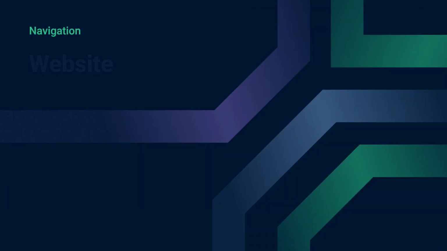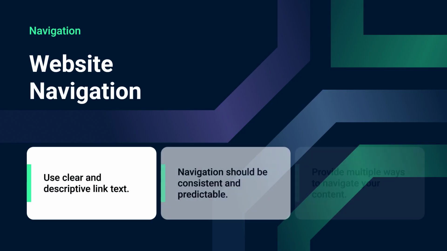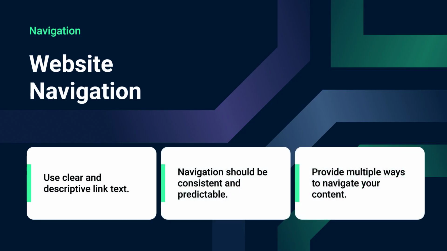Your website or application's navigation should be consistent and predictable. Use clear and descriptive link text. Provide multiple ways to navigate your content, such as a sitemap or search function.